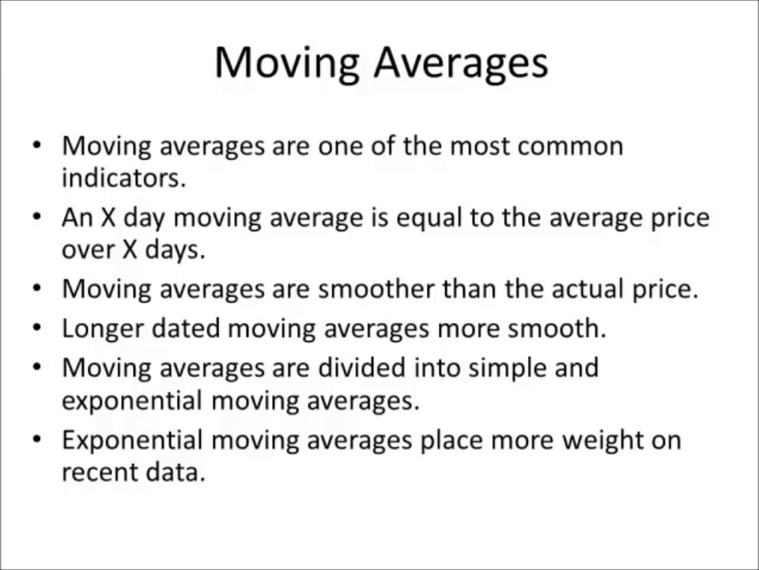In general, there are two types of moving averages. We have simple moving averages and exponential moving averages. We won't go into the math behind them. We will do that in later lectures. But for now, just know the following. A simple moving average is what we said before, which was the average price over X number of days. An exponential moving average essentially places more weight on more recent data. So it looks at prices over a certain period of time, but it puts more weight on the more recent prices. And that's the difference between the two.